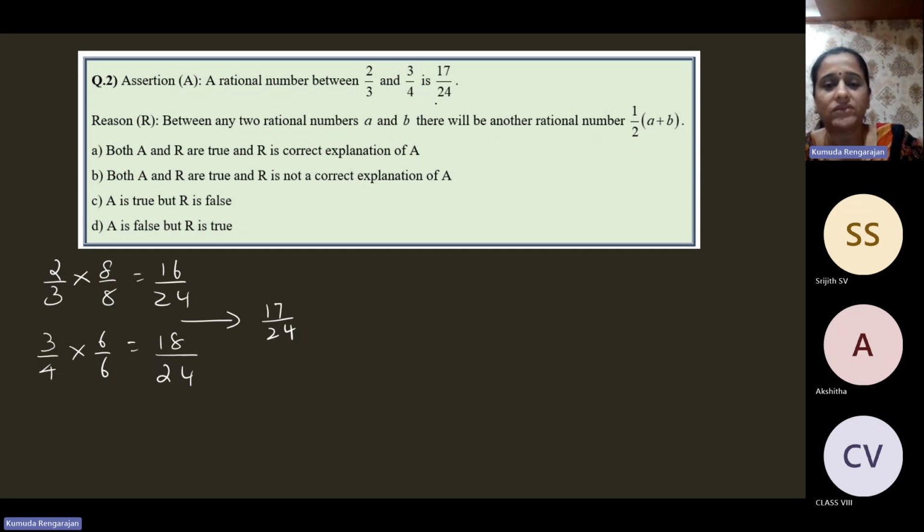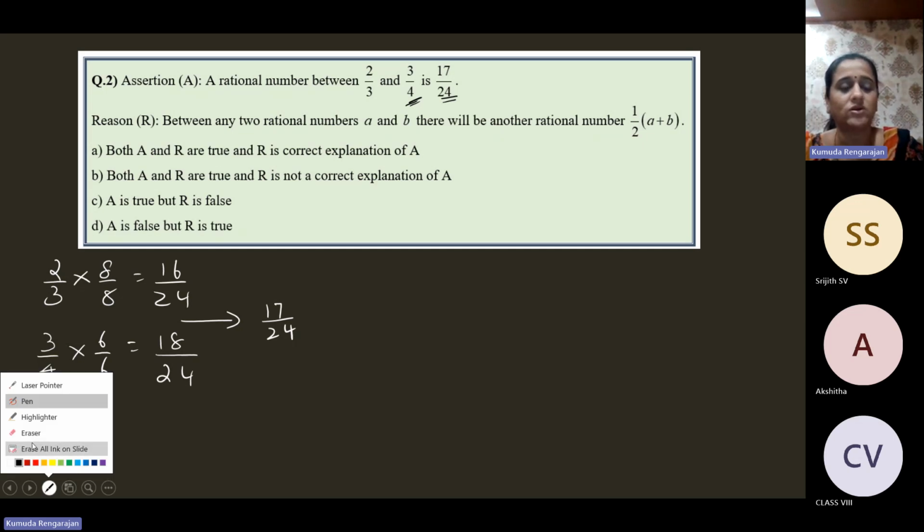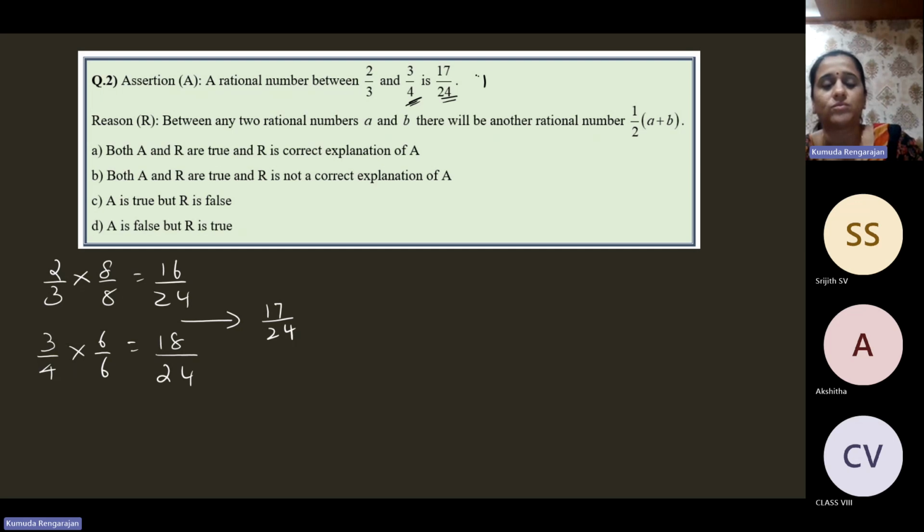Write 2 by 3 with denominator 24. So you'll have to multiply and divide by 8. Write 3 by 4 also with denominator 24. So multiply and divide by 6. So we have 16 by 24 and 18 by 24. And 17 by 24 is a rational number between 2 by 3 and 3 by 4 is true. This is true.